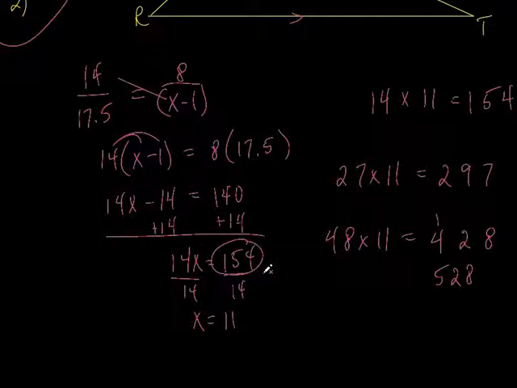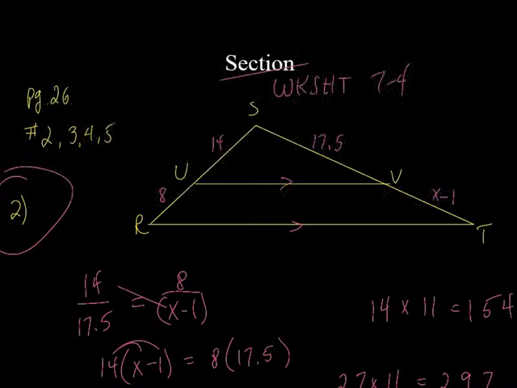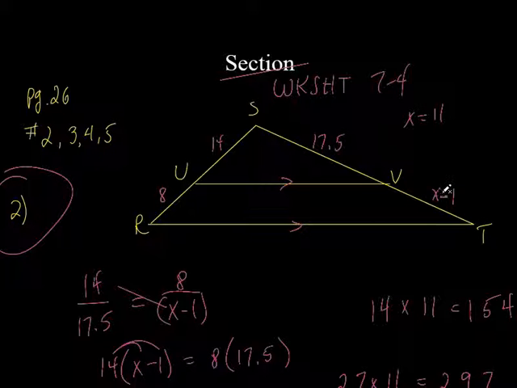So anyway, if you look at this, divided by 14, there's a 1 and a 4. You're like, oh, 14 times what is 154? 14 times 11. All right, so there you go. That's x. What else does it ask for? TV. Well, that's not hard. So x is 11, so TV is just x minus 1, so it's 10. All right, there it is.